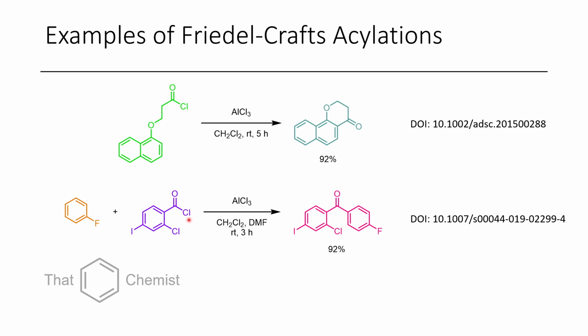In this next case, we can see an intermolecular reaction where the fluoride acts as a weak para-ortho directing group, and so the para position ends up reacting, and you again get a really high conversion to this ketone product.